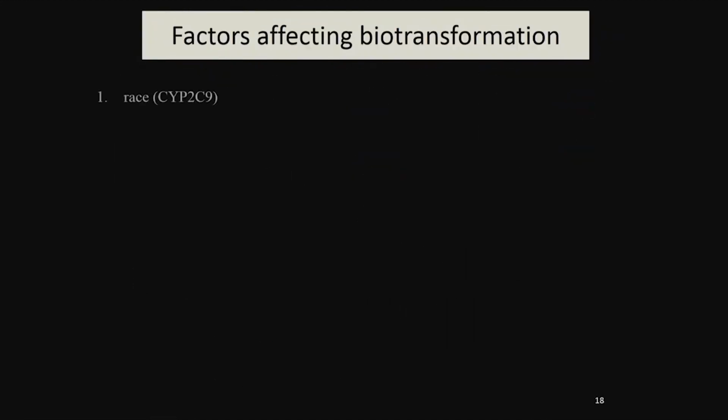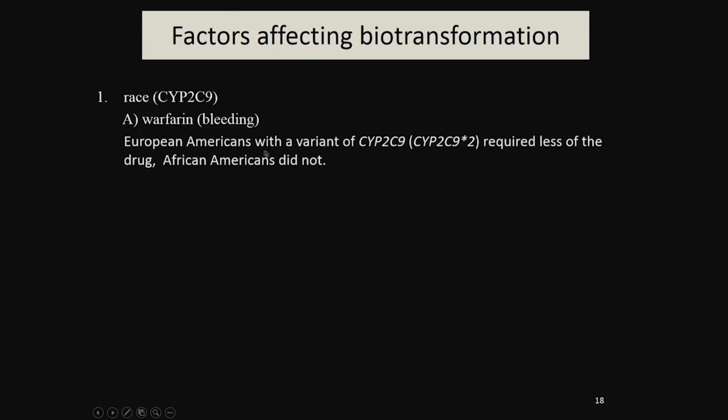So what are the factors that affect biotransformation? Race, because CYP, that is cytochrome P2C9, depends upon the race of people. Warfarin is used to prevent clotting. European Americans with the variant of CYP2C9 require less of the drug, whereas African Americans do not have that, so they require the normal amount of drug. That is an example.